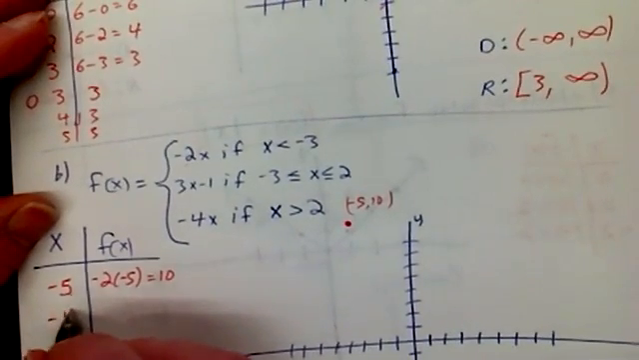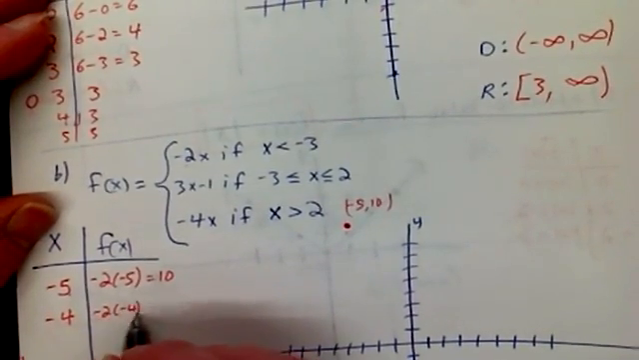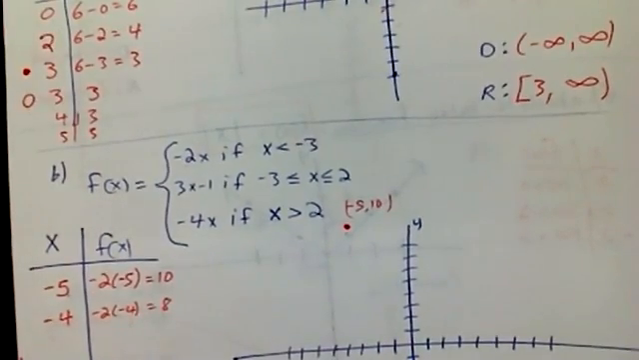Let's see what we get for the next point, -4. -2 times -4 is 8. Okay, I see it has a slope of -2.